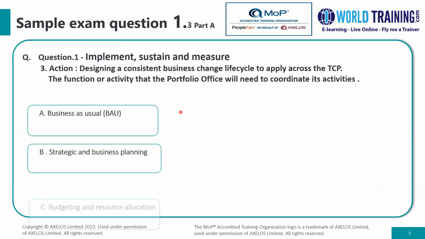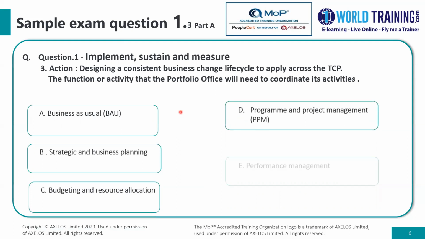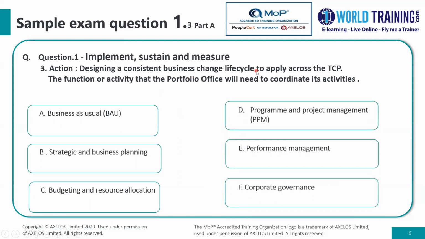The next one, designing a consistent business change lifecycle to apply across the TCP. The functional activity that the portfolio office will need to coordinate its activity.